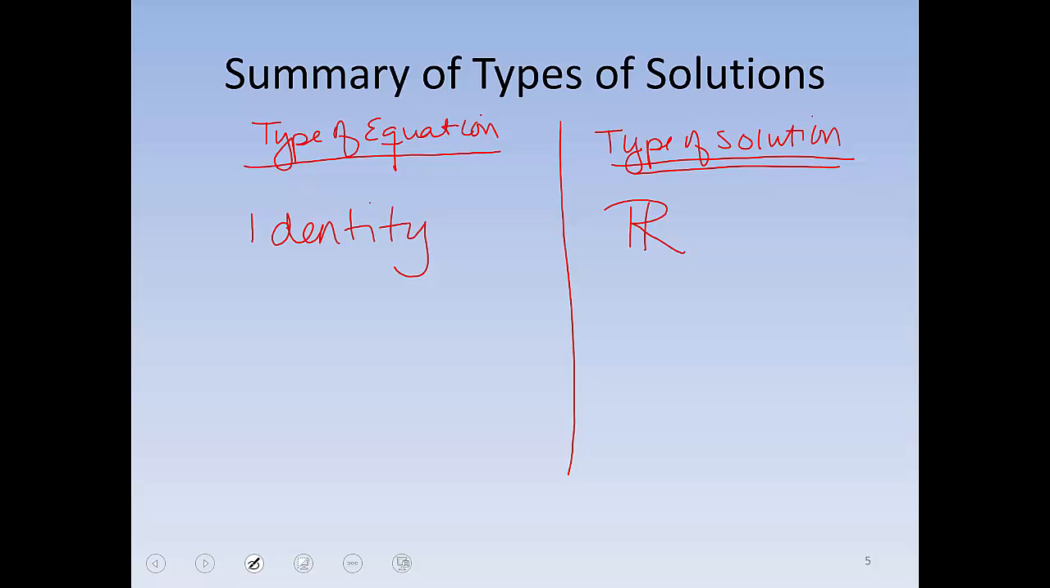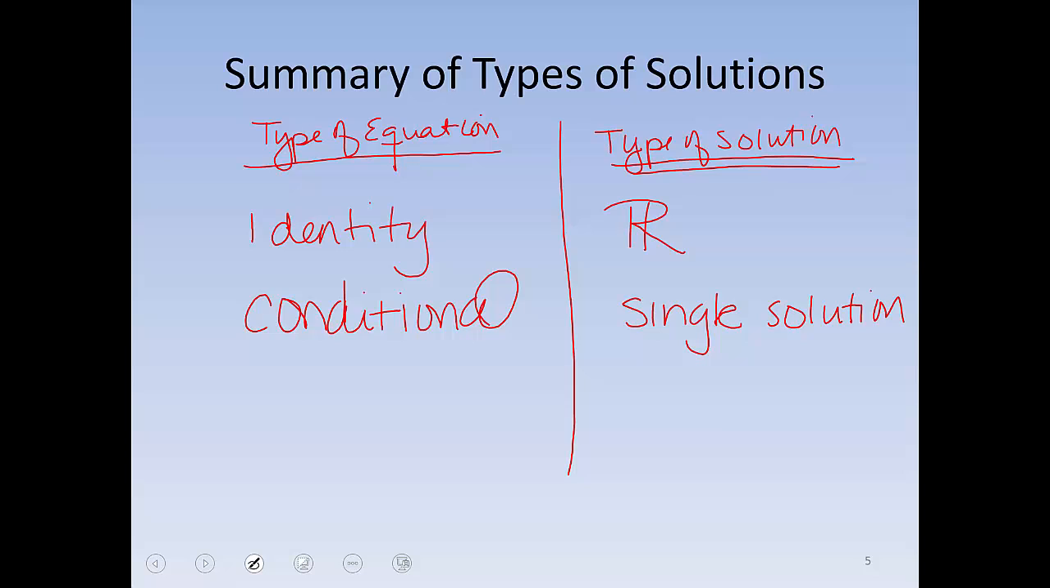On the other side is the conditional. And our conditional was when we came up with a single solution. Okay, because our linear equation had one solution. And that would be x equals whatever that value happens to be, whether it's an integer or a rational number, we come up with one solution.